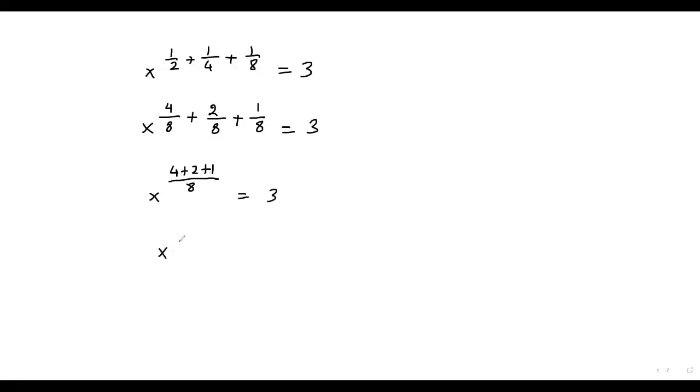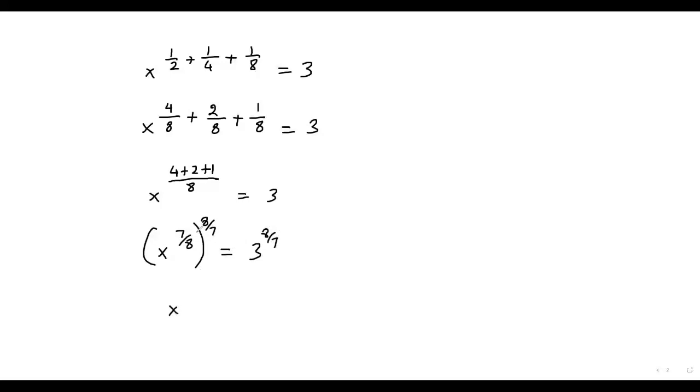So x to the power 7 over 8 equals 3, because 4 plus 2 is 6, 6 plus 1 is 7. But my aim is to solve for x, that is to find the value of x. So I don't want this exponent 7 over 8. To get rid of this exponent 7 over 8, I raise both sides to the power of 8 over 7.